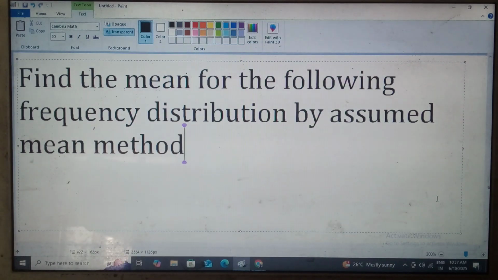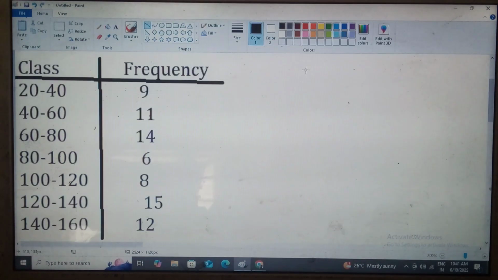Hello everyone. Today we are going to discuss finding the mean of a frequency distribution by using the assumed mean method. So in the first column you have the class interval and you have the frequency in the second column.